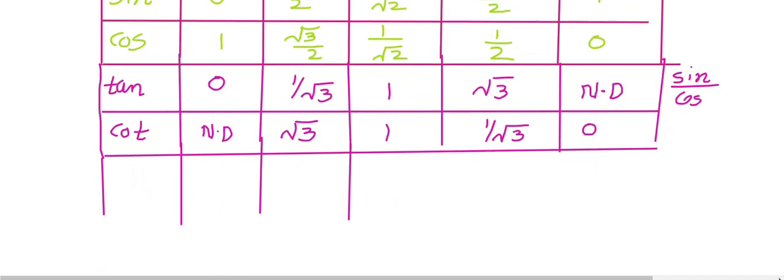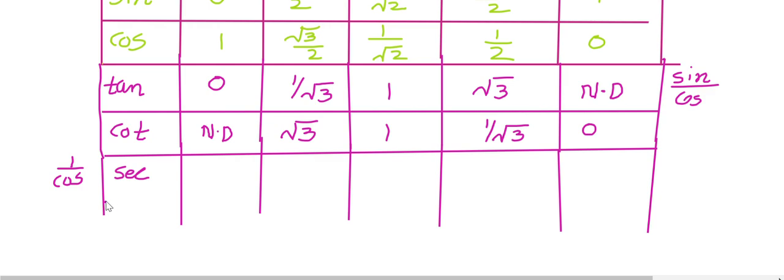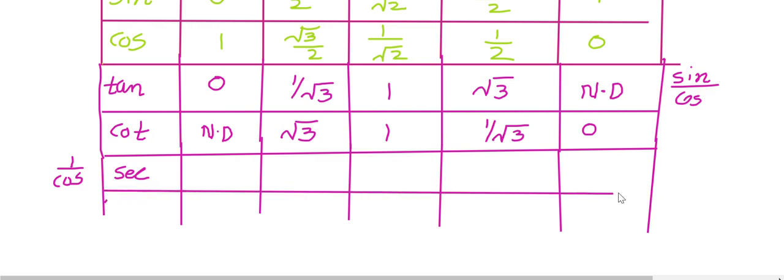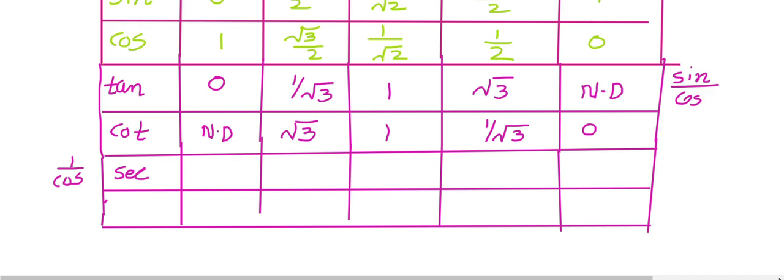Tell me, what is the relationship between sec and cos? As you know, sec is nothing but 1 upon cos. So whatever value you have written for cos, we have to take the reciprocal of that, and that will give you the sec table. And next is cosec. Can you tell me what is the relationship between cosec and sine? That is nothing but 1 upon sine, right? So first we'll complete the table for sec, that is 1 upon cos.